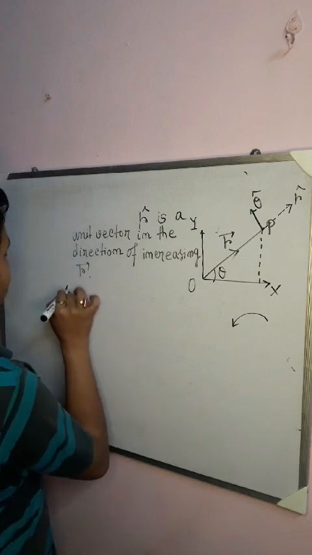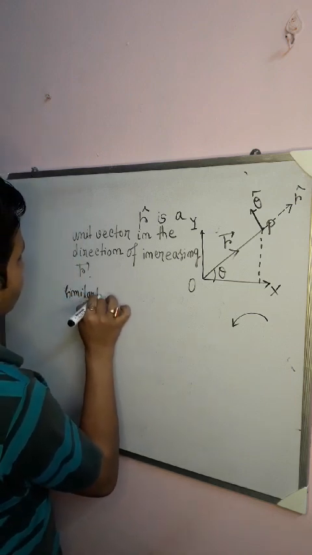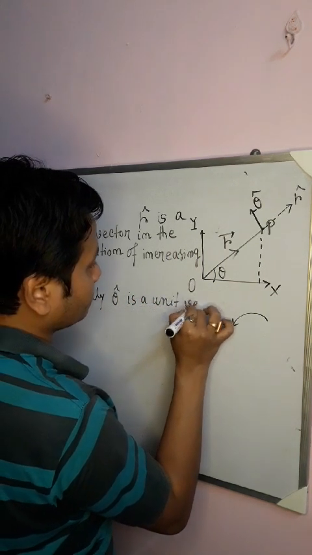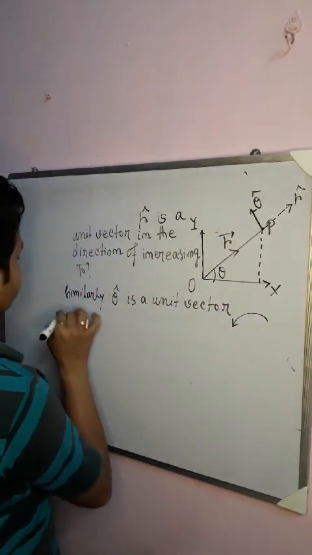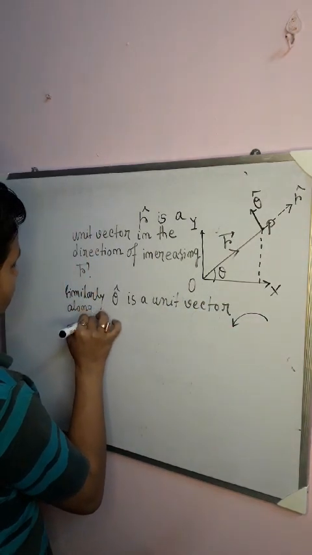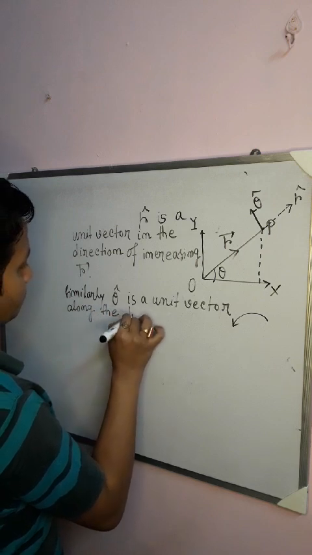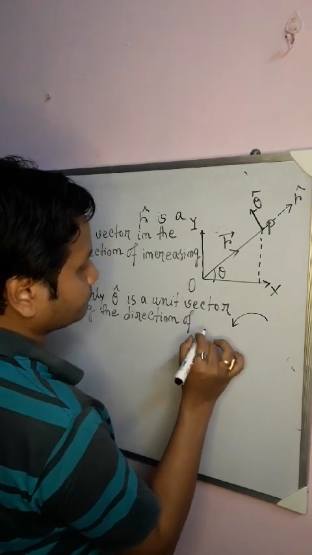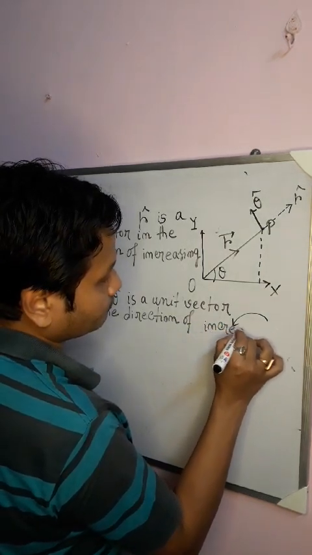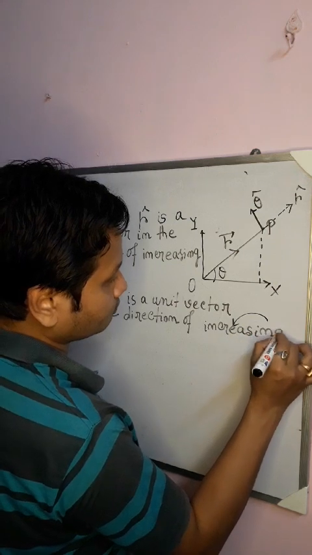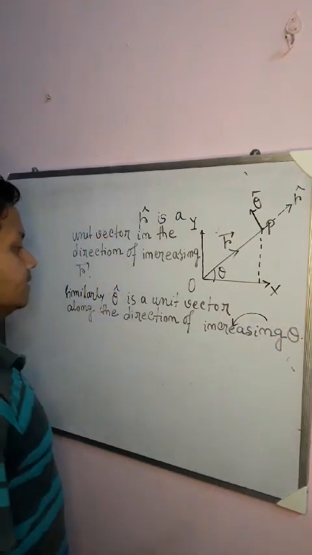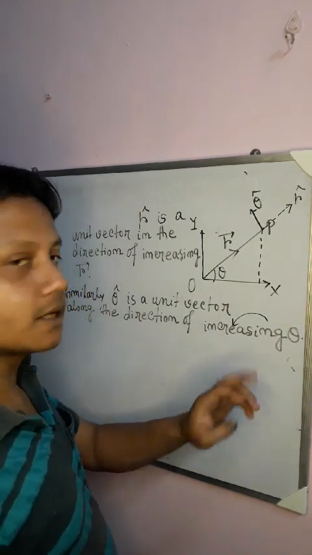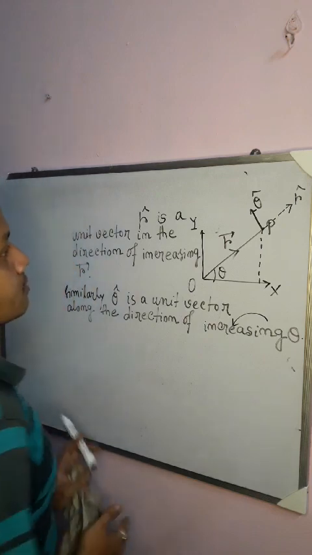So similarly, theta cap is a unit vector along the direction of increasing theta.